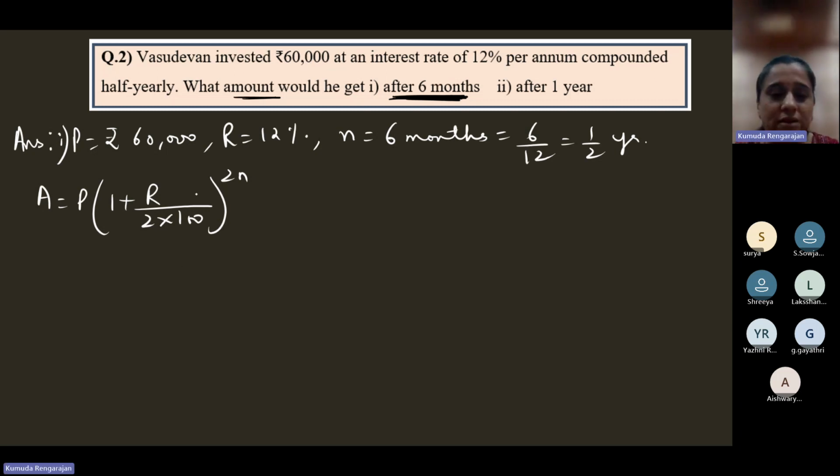Now, how did we get this number 2? Because how many 6 months in 1 year? 2 6 months. That's how we get this number 2. 6 plus 6. 2 6 months in a year.